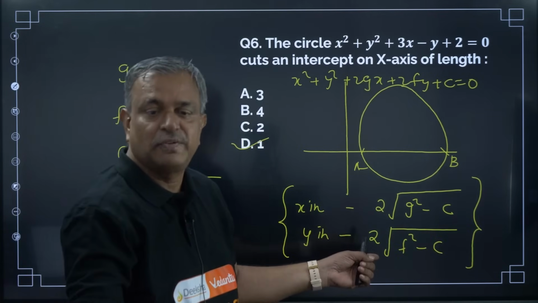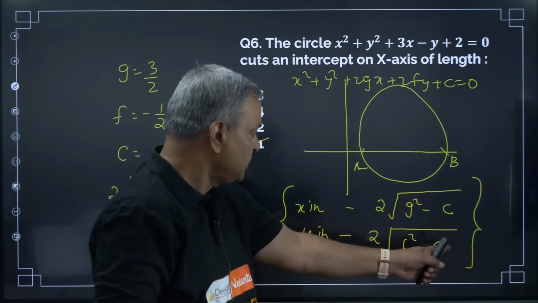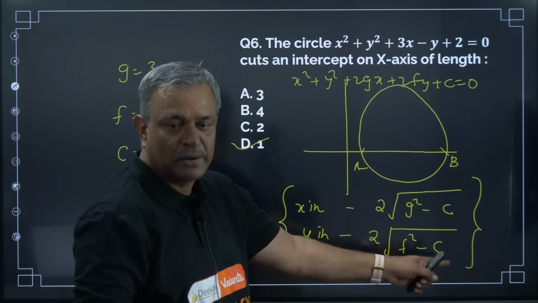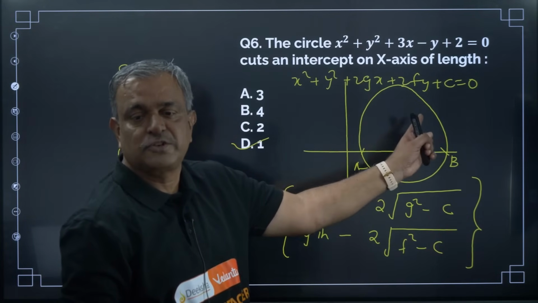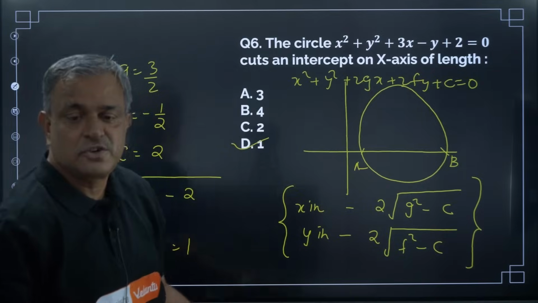X-intercept is 2 under root of g square minus c; tomorrow they can ask you the y-intercept, 2 under root of f square minus c, under what circle equation? X square plus y square plus 2gx plus 2fy plus c is the general equation of a circle.